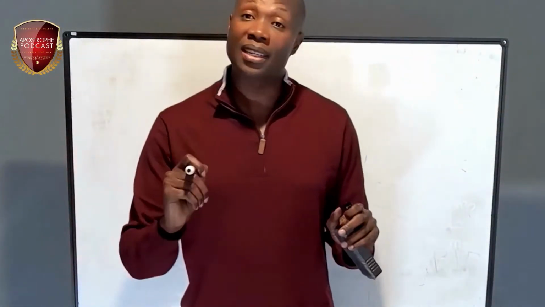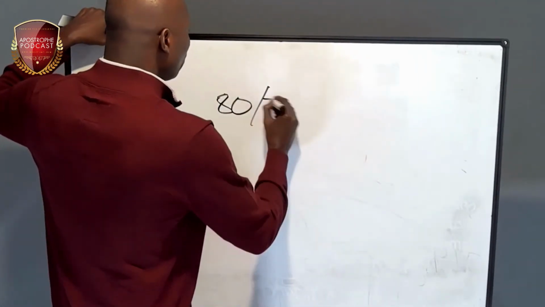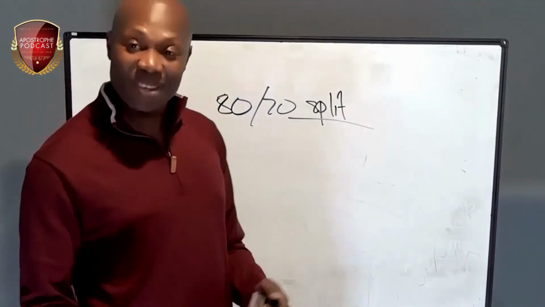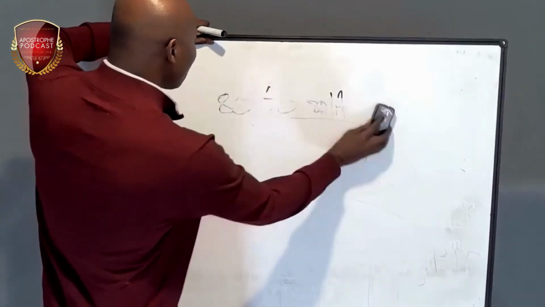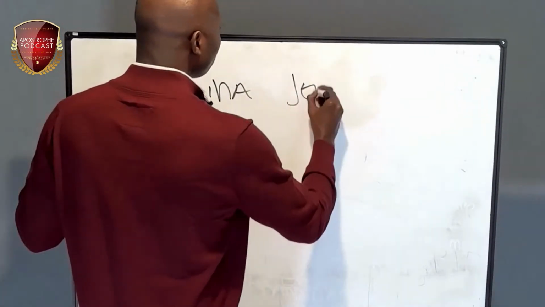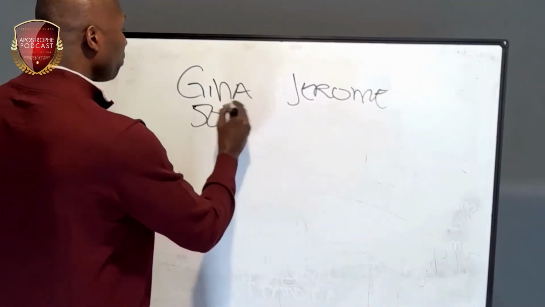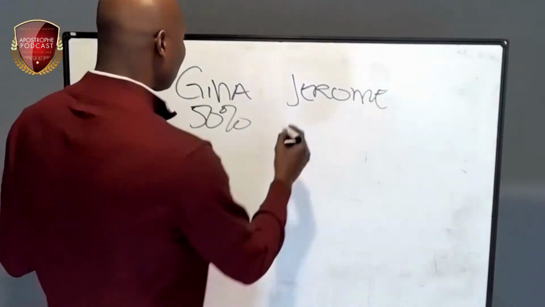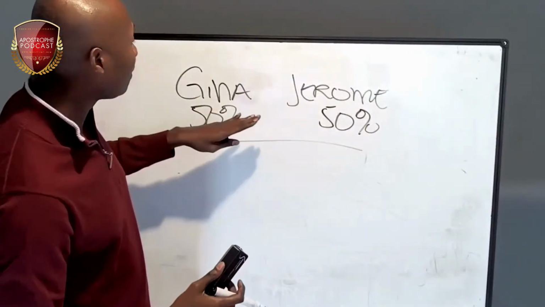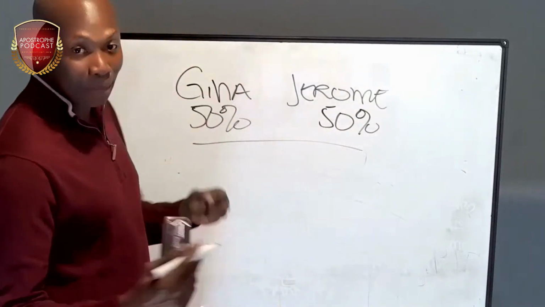Class, there are a few states in America that do what they call an 80-20 split. You know what? Let me give you an example. We still consider Gina and Jerome. Gina has 50% interest and Jerome has 50%. In those states, they accept 50-50.